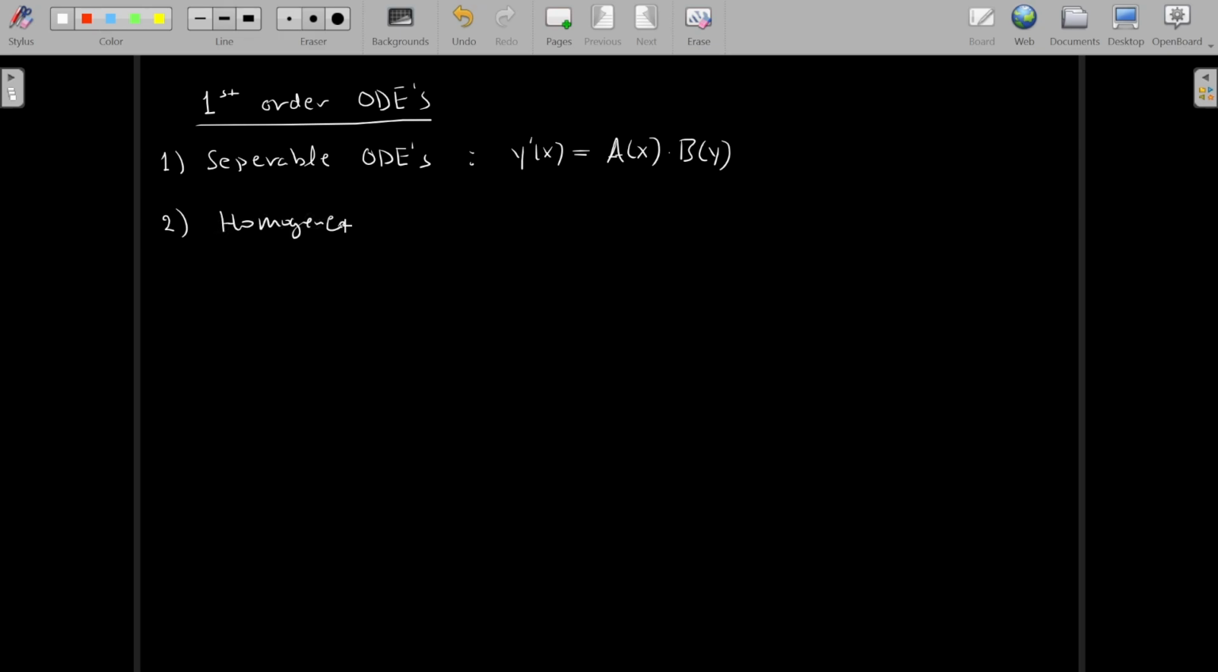Secondly, we have homogeneous O.D.Es, homogeneous in the sense that you have the first derivative of y, and everything can be written as a fraction of y over x, meaning that you have a general function of multiplied x and multiplied y's, and they have the same order, the same degree of homogeneity for both of them, right?